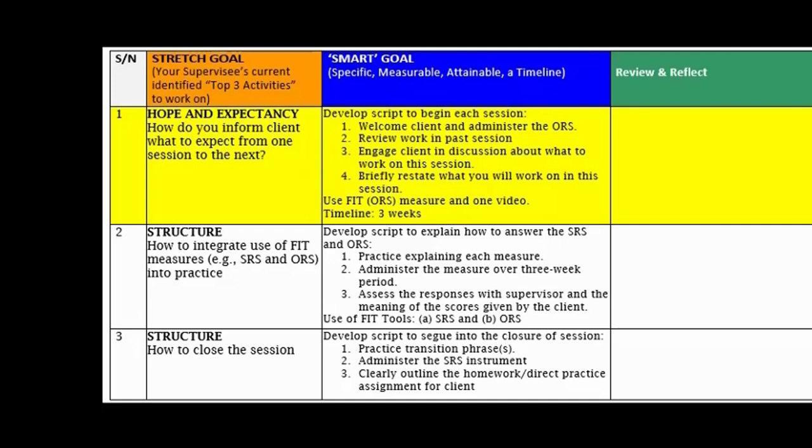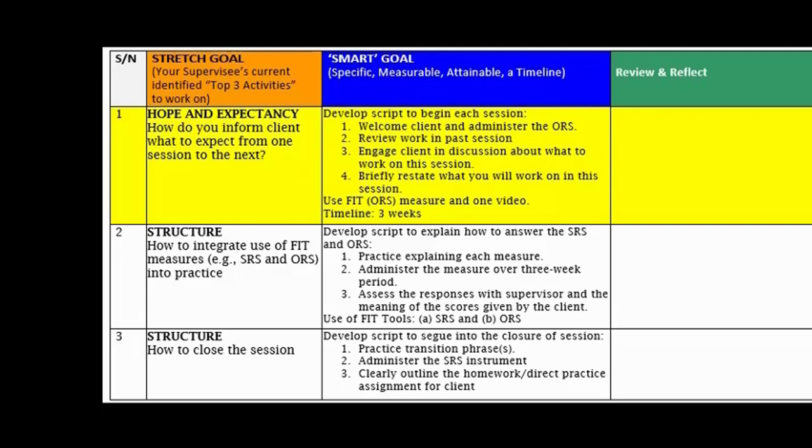The second is under structure, how to integrate use of fit measures into practice. Practice explaining each measure, administer the measure over a 3-week period. So in other words, I'm going to do deliberate practice over a 3-week period with delivering and presenting the method, both in session and out, and assessing the response with the supervisor of the meaning of the scores given by the client. And again, using the FIT tools, the SRS and ORS.